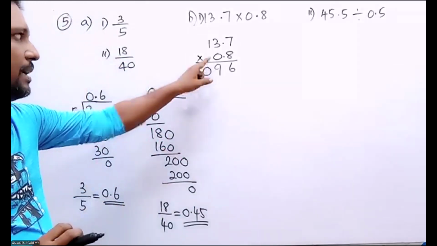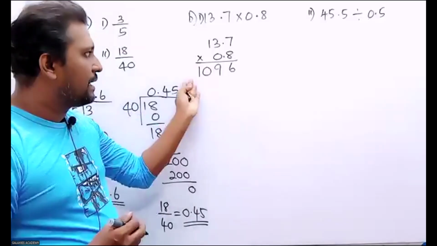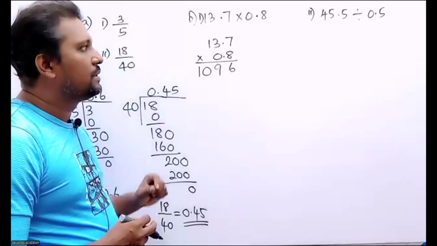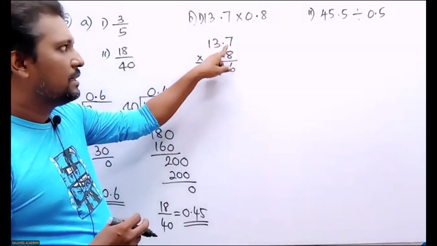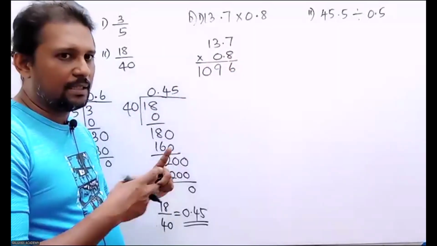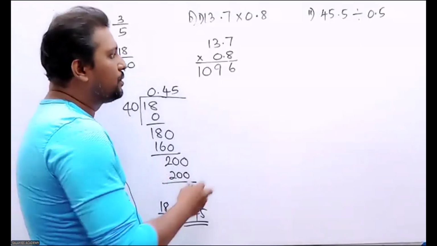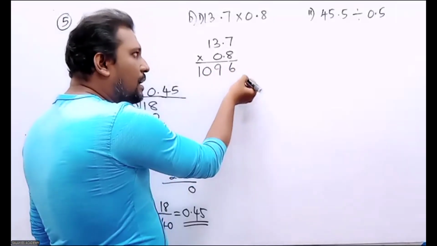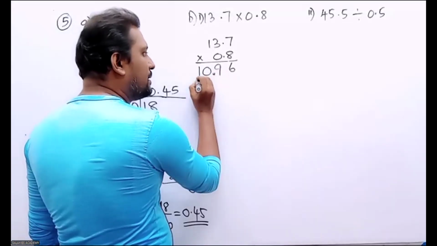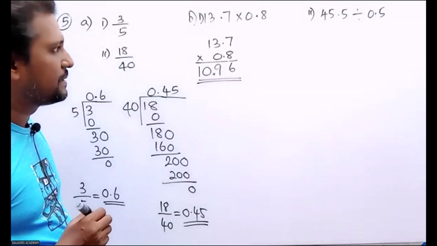Then we do not need to multiply by 0, right? Because it is 0, no? Then we can get the answer like this. But remember, finally you have to keep two decimal places, because this one has one decimal place and this one has another one decimal place. So totally this multiplication has two decimal places. So finally you have to keep two decimal places. That means before the last two digits, you have to keep the decimal point. So the answer is 10.96.